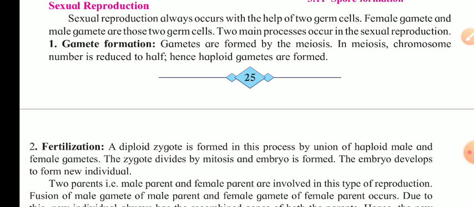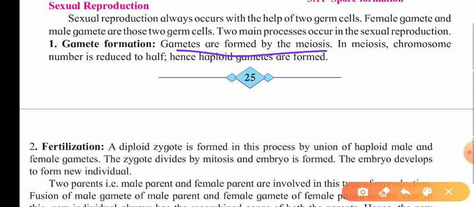When we talk about gamete formation, gametes are formed by the meiosis process. They are mentioned over here. Gametes are formed by a meiosis process. In previous videos, we have already discussed cell division. Cell divisions are of two types, meiosis and mitosis. Meiosis is a process of cell division in which the cell divides and the number of chromosomes becomes half of the original.